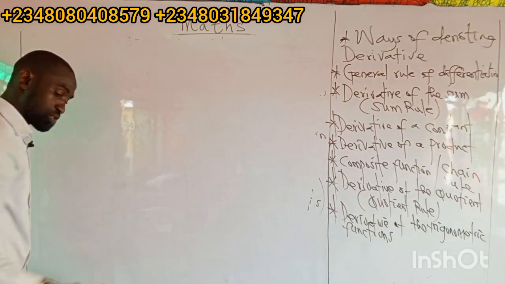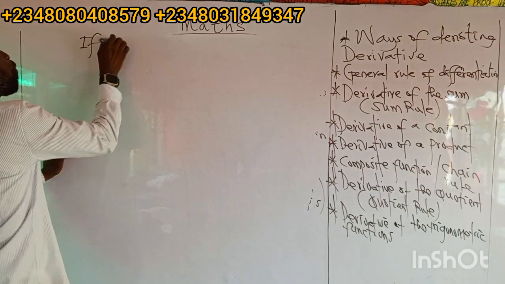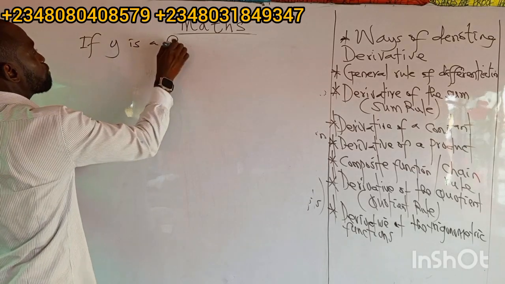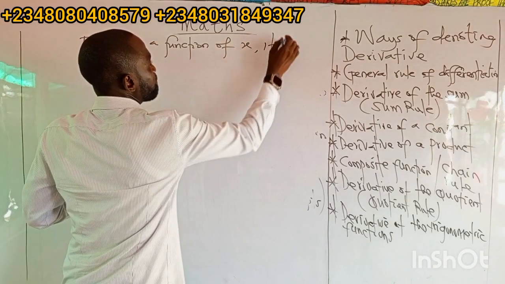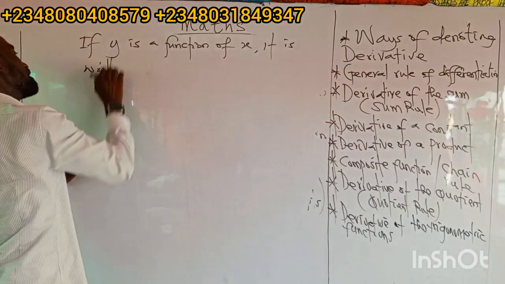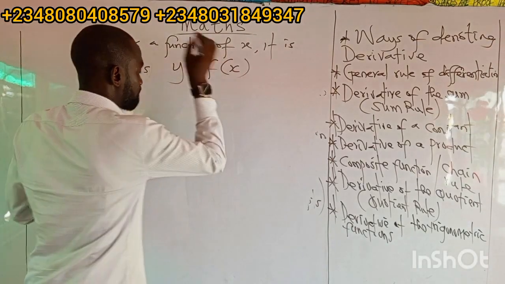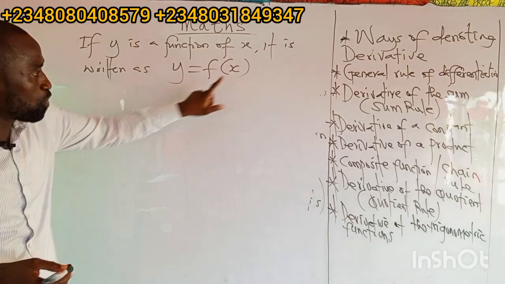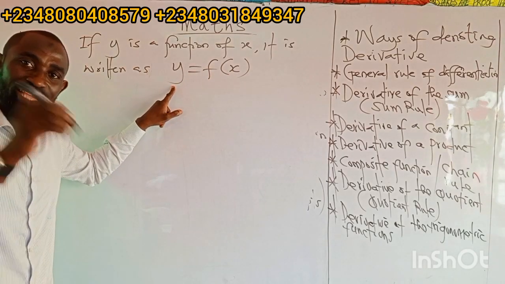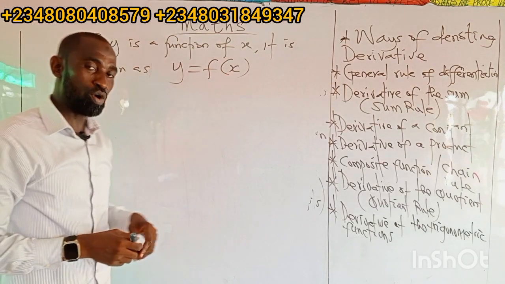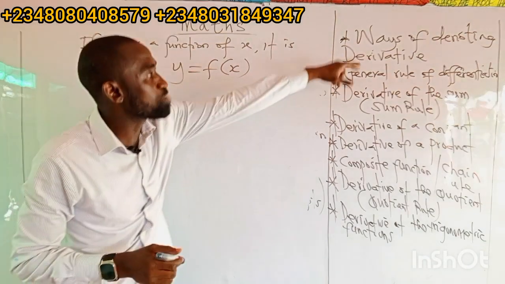Now pay close attention to this video. If y is a function of x, it is written as y equals f of x. Pay attention please. Y is a function of x means y depends on x. Y is what we call the dependent variable, and x is what we call the independent variable.